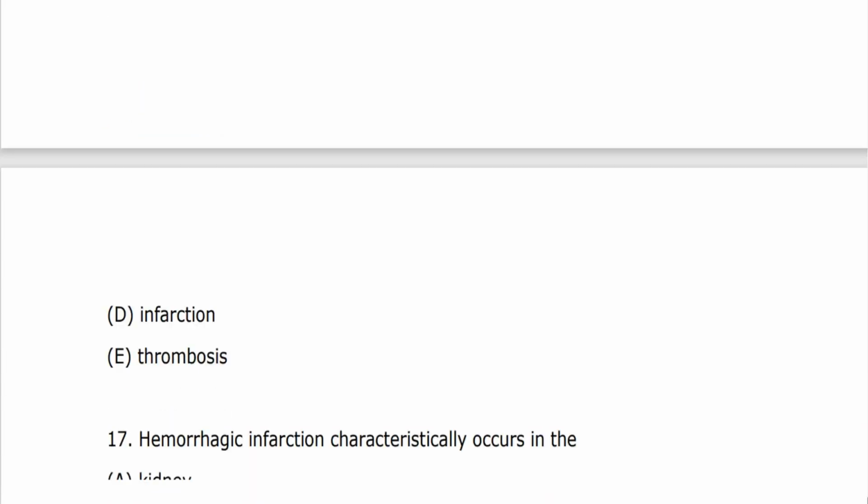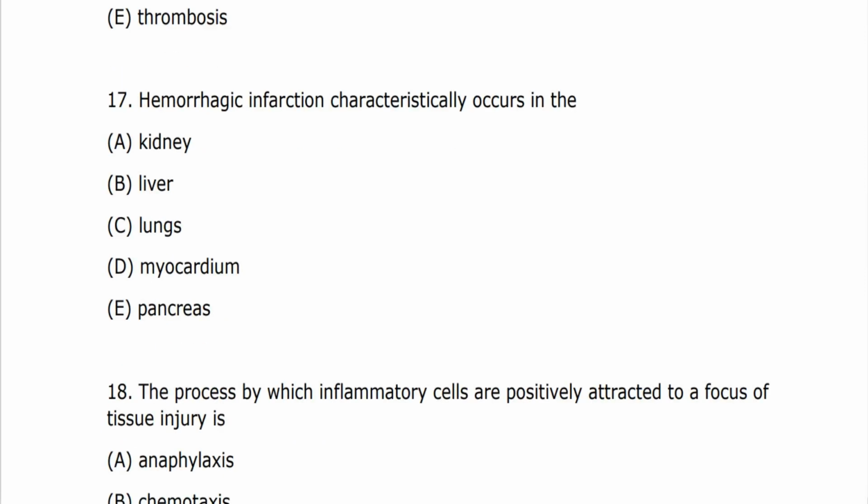Hemorrhagic infarction characteristically occurs in the lungs, and I think I've explained this already. Another place you can find it is in the intestine, because of the portal versus systemic venous supply. Alright.